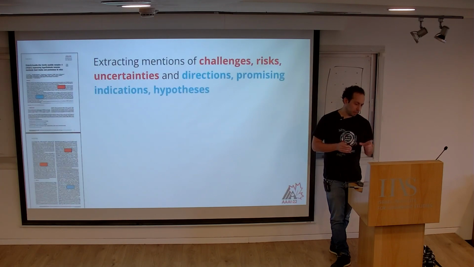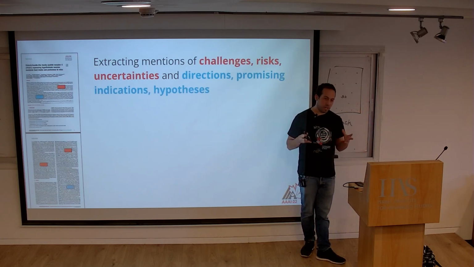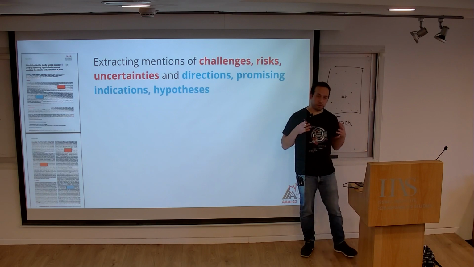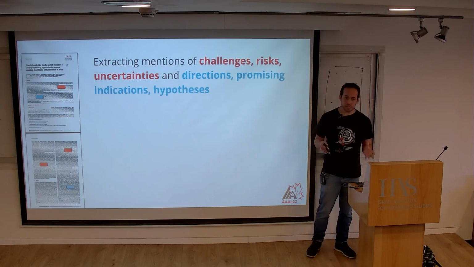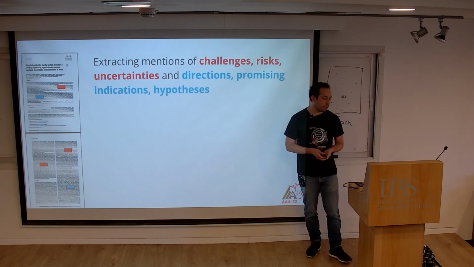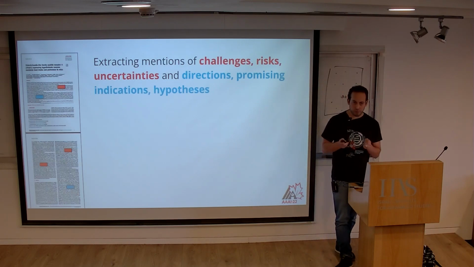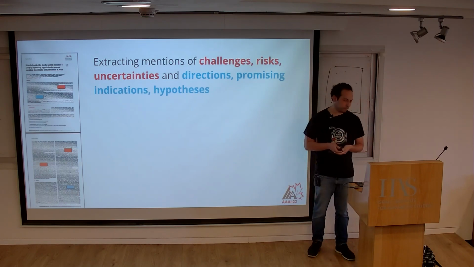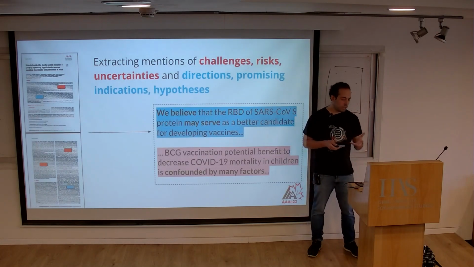Finally, and I'll pause for questions after this segment, another view of the literature that's also very important in research and in clinical decision making is identifying challenges, risks, areas where we don't necessarily have a lot of knowledge, and also all kinds of early promising indications or hypotheses that are worth pursuing. So we want to be able to extract all this kind of knowledge. So here are two examples.